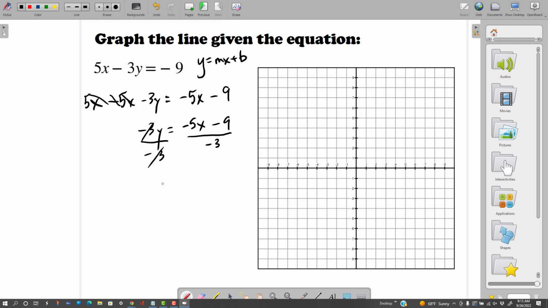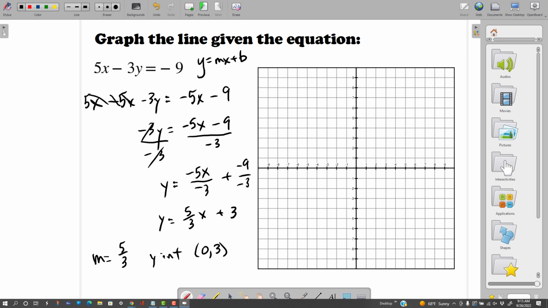The negative 3's divide out. I'm left with negative 5x over negative 3 plus negative 9 over negative 3. This gives me positive 5/3 x plus, negative 9 divided by negative 3 is positive 3. So my slope is 5/3, my y-intercept is the point 0, 3.